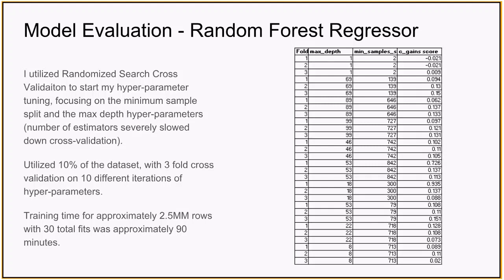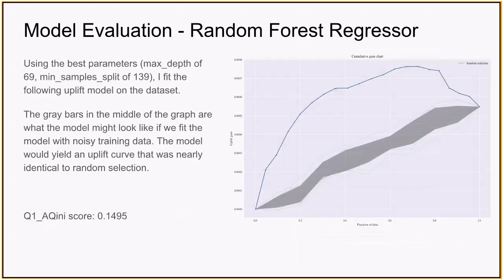And the best performing features were actually the maximum depth of 69 and the minimum sample split of 139. So that's what I used for my final model, which you'll see here. I fit those on the data set, and we yielded a cumulative gains chart with the blue bar to the right.